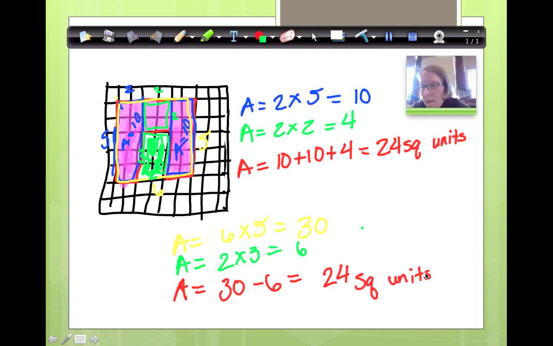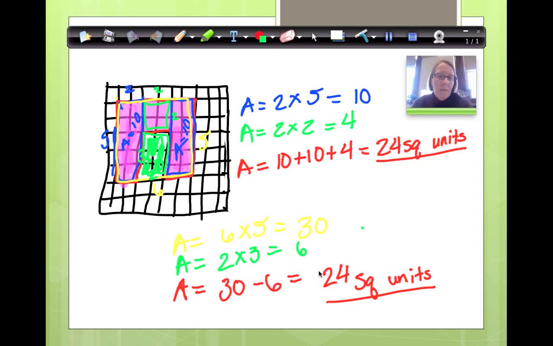There we go. So, I got the same answer by taking it apart and adding up all the pieces, as well as taking the larger picture and finding the piece that was cut out and subtracting it. I got the exact same answer. All right, this is our project for today.